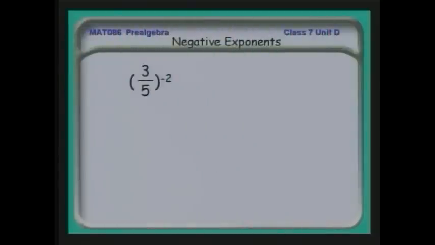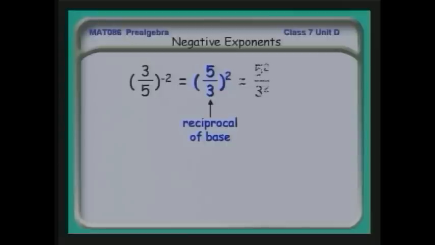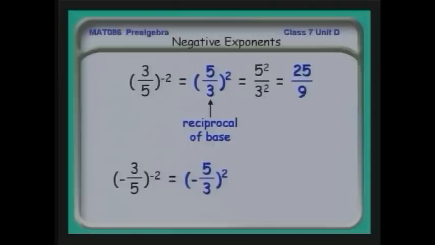Let's look at a couple of specific examples. If I have 3/5 to the minus 2 power, I take the reciprocal, and that's equivalent to 5/3 to the plus 2 power, or 5 squared over 3 squared, or 25/9. If I have minus 3/5 to the minus 2 power, that's equivalent to minus 5/3 to the plus 2 power, or minus 5 squared over minus 3 squared, or again 25/9.